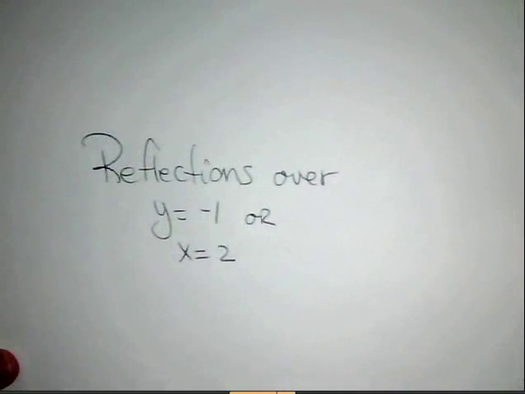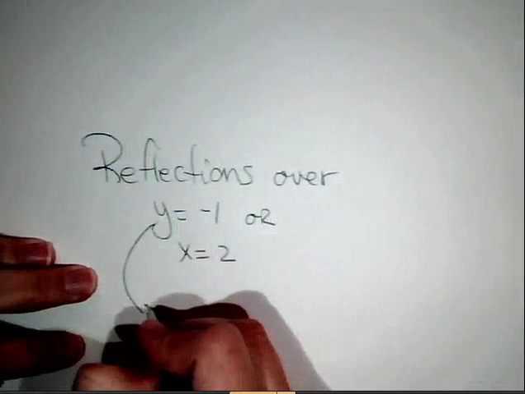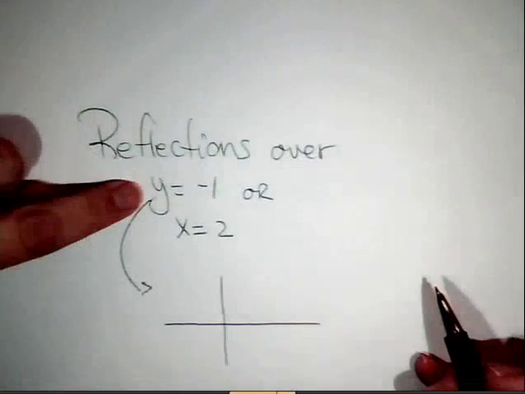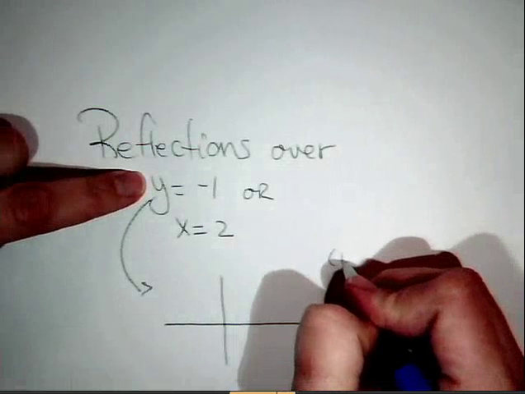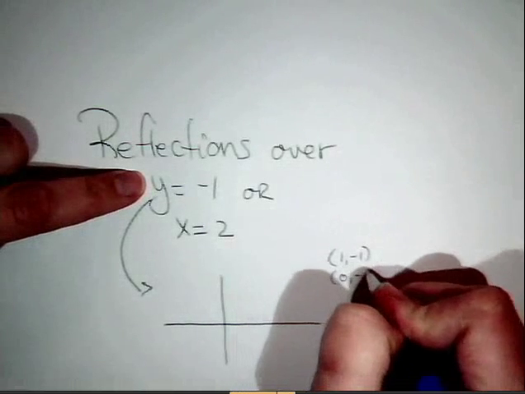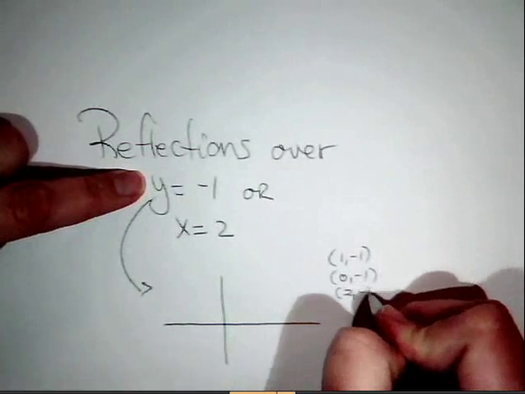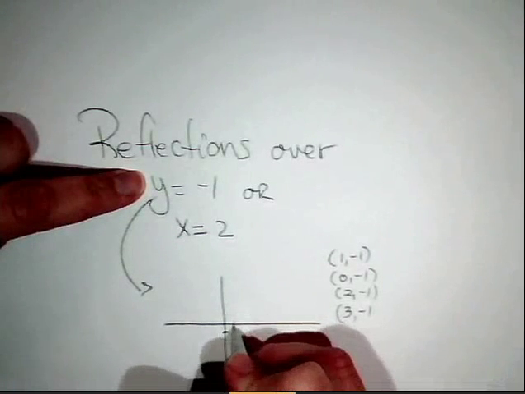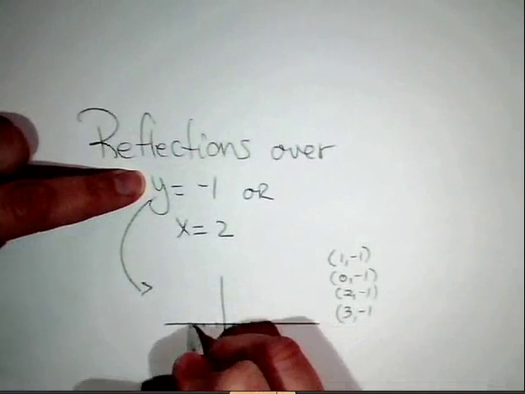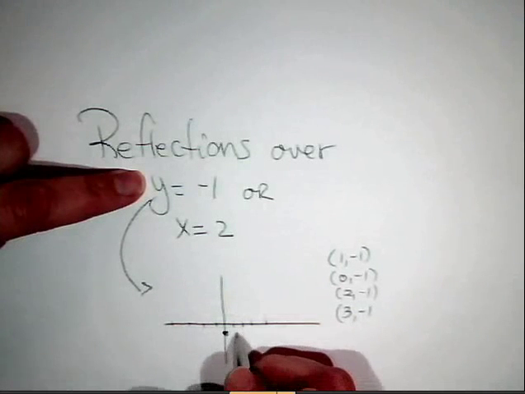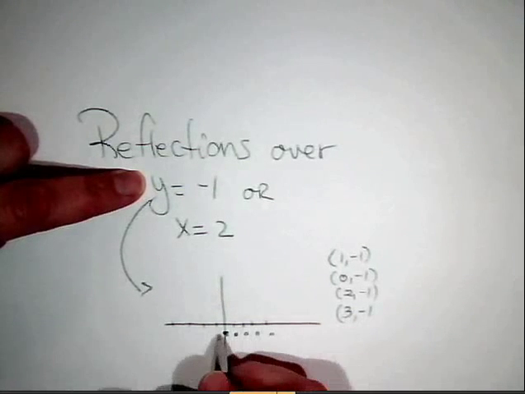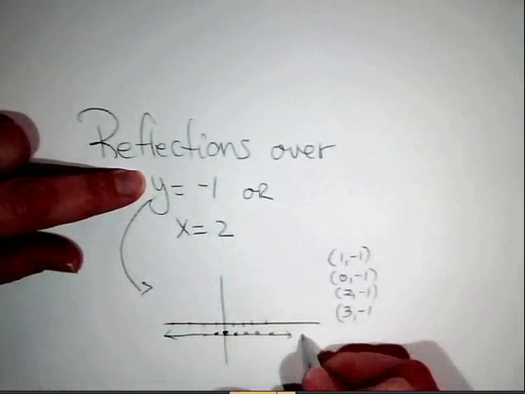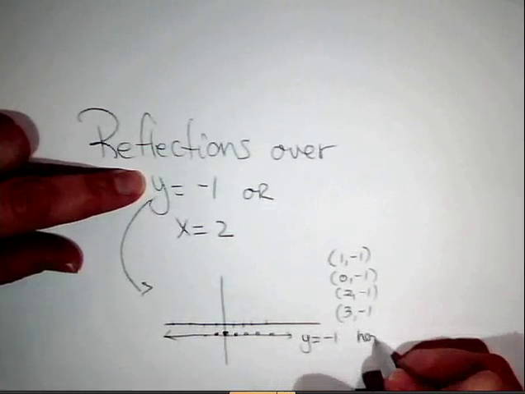Now, if it is a line like y equals -1, remember, y equals -1 means every y coordinate is -1. So it would be like (1, -1), (0, -1), (2, -1), (3, -1). It doesn't matter what my x is, all of my y's are -1. So when you have y equals a number like that, it's a horizontal line.